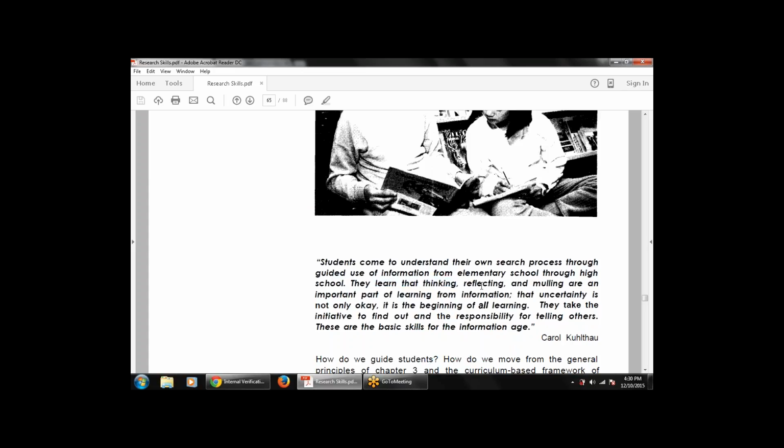They learn that thinking, reflecting, and mulling are important activities of learning from information. Uncertainty is not only okay, it is the beginning of all learning. They take the initiative to find out and the responsibility for telling others. So the initiative is carried out by the students to research their own activity, and these are the basic skills for the information age, the skills that are required for the information age.